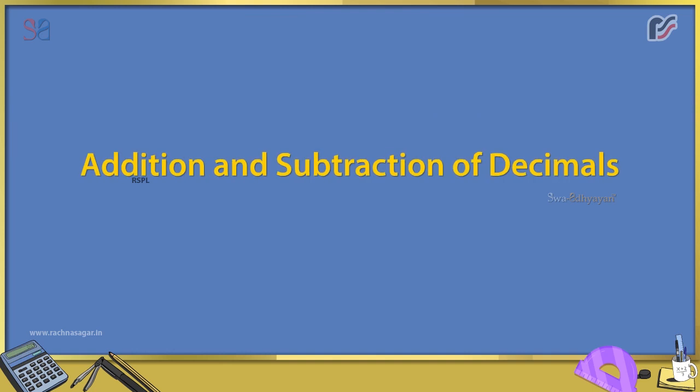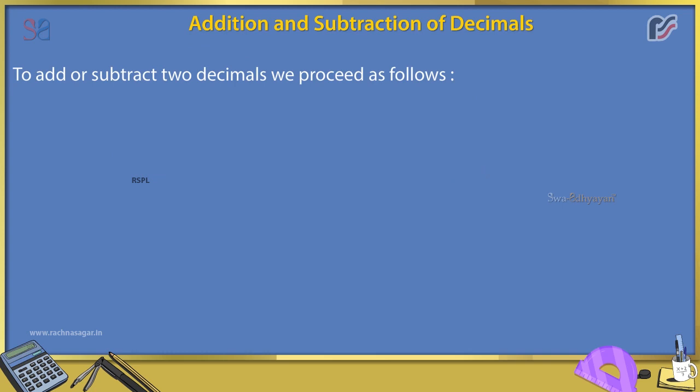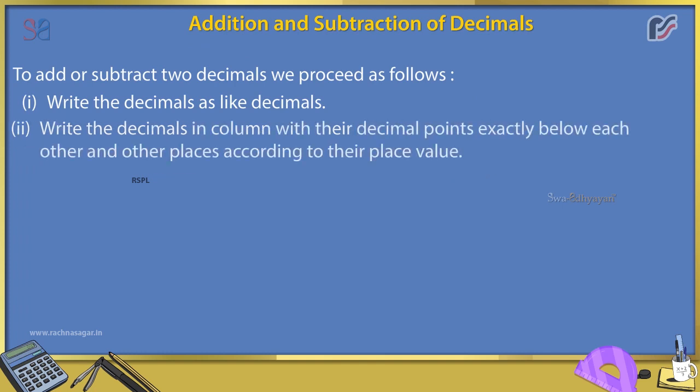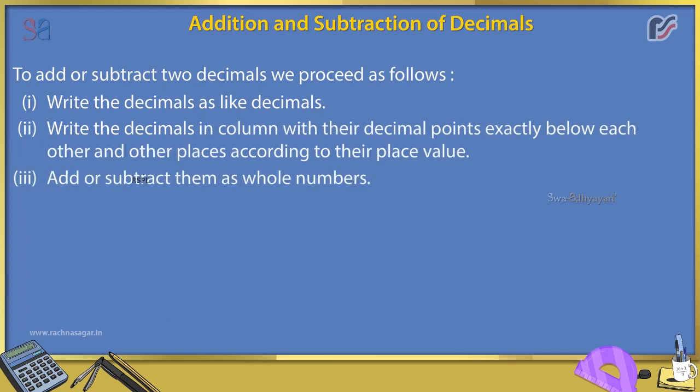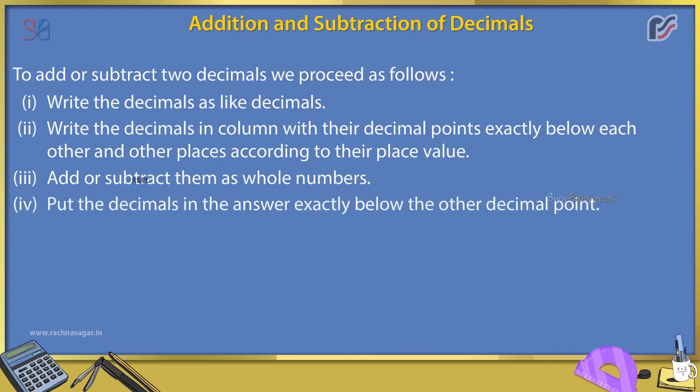Addition and subtraction of decimals. To add or subtract two decimals, we proceed as follows. 1. Write the decimals as like decimals. 2. Write the decimals in columns with their decimal points exactly below each other and other places according to their place value. 3. Add or subtract them as whole numbers. 4. Put the decimal point in the answer exactly below the other decimal points.